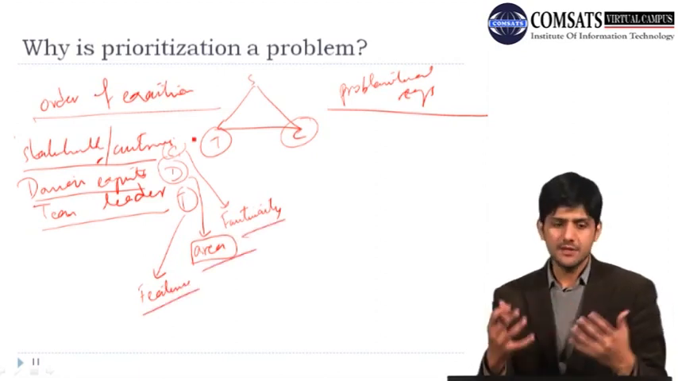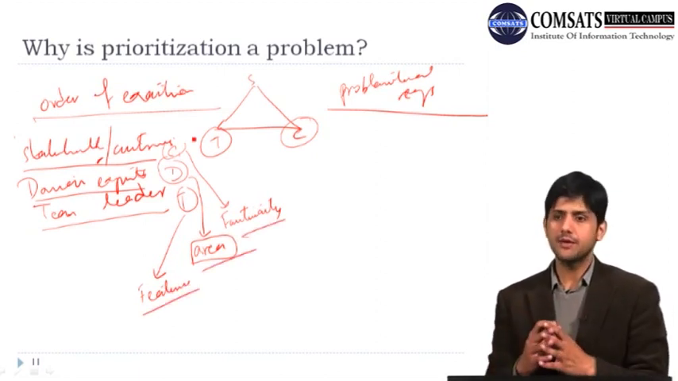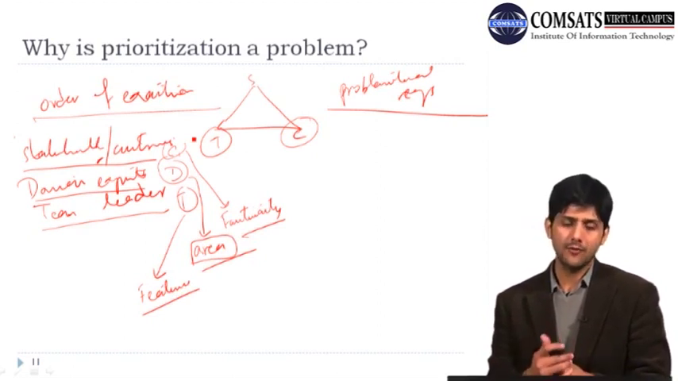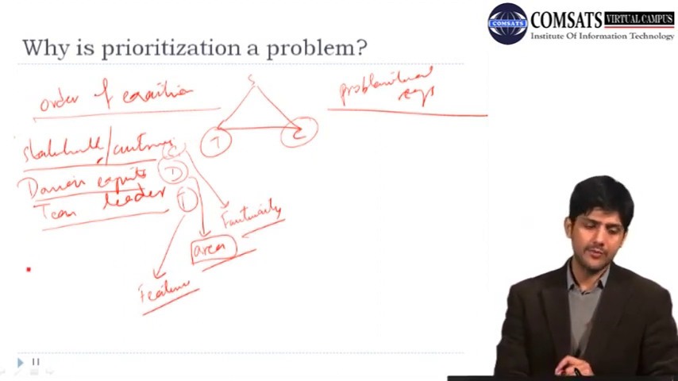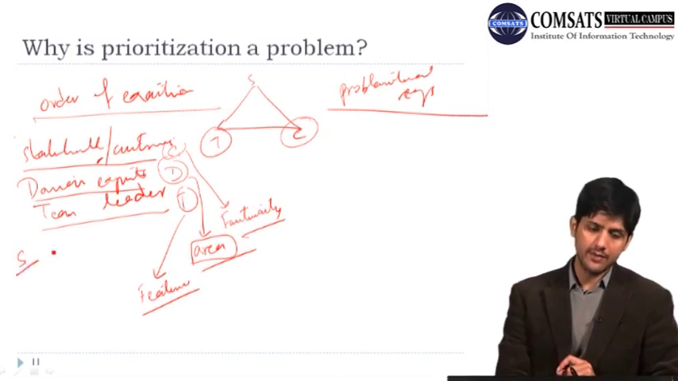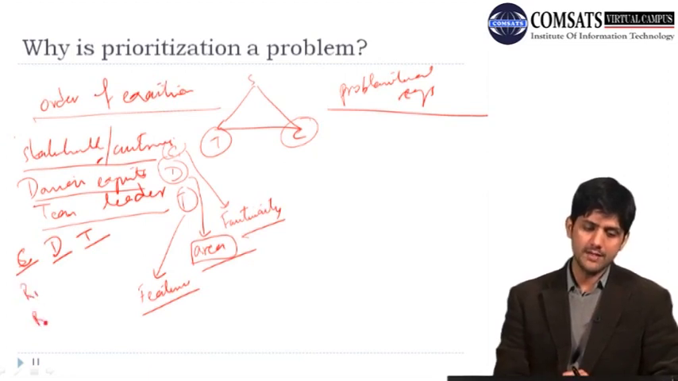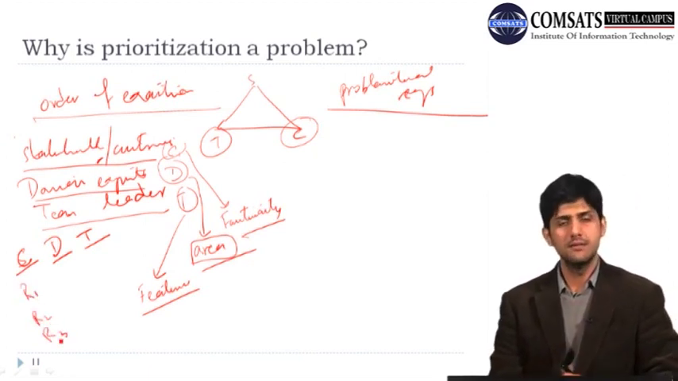So these three people, the stakeholders, domain expert, and team leader, all of them have their own criteria for prioritizing requirements. Let's say there are three requirements, and the client, which is represented by C, the domain expert, which is represented by D, and the team leader, which is represented by T. Now let's say the client says that his prioritization order is R1, R2, and R3.